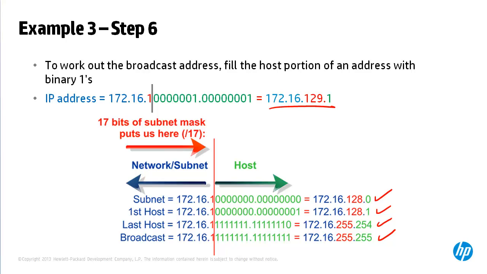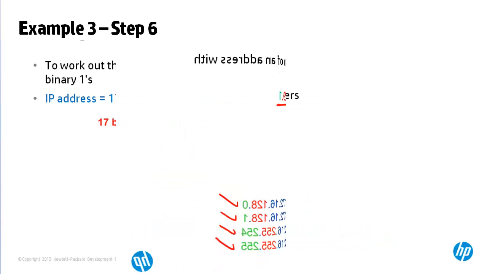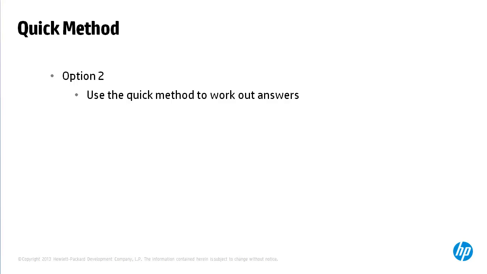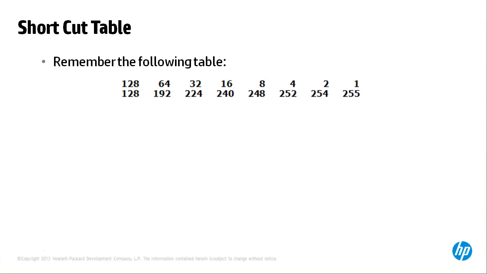I hope that those 3 examples have helped you learn the binary method to work out the subnet, first host, last host, and broadcast address when presented with an IP address of a host and its subnet mask. Now that you've seen the binary method, let's look at the quick method, which allows you to very quickly work out answers to questions such as subnet, broadcast, first host, and last host. The quick method relies on you remembering tables and methods rather than relying on binary.